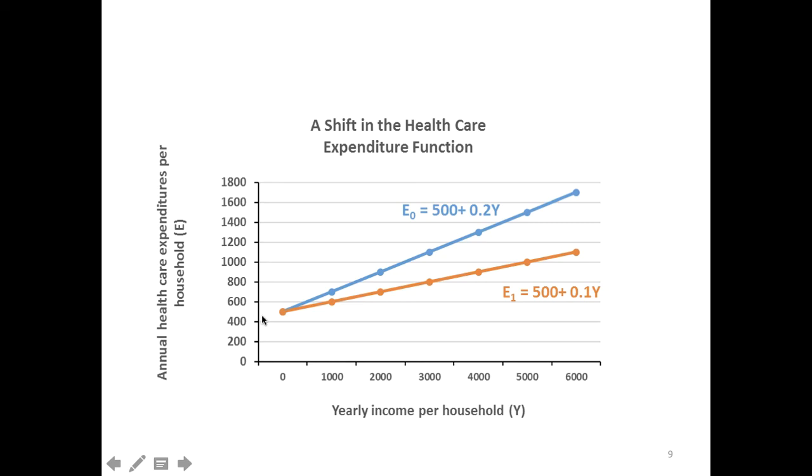No matter how much you earn, you have to pay $500 annually. But then your slope decreases, which means that by increasing your income, you spend less on healthcare expenditure relative to before. So you can replace this y by the values the question is giving you. Starting with 1,000 multiplied by 0.1 gives you 100 plus 500, which is going to be 600. So 600 here.